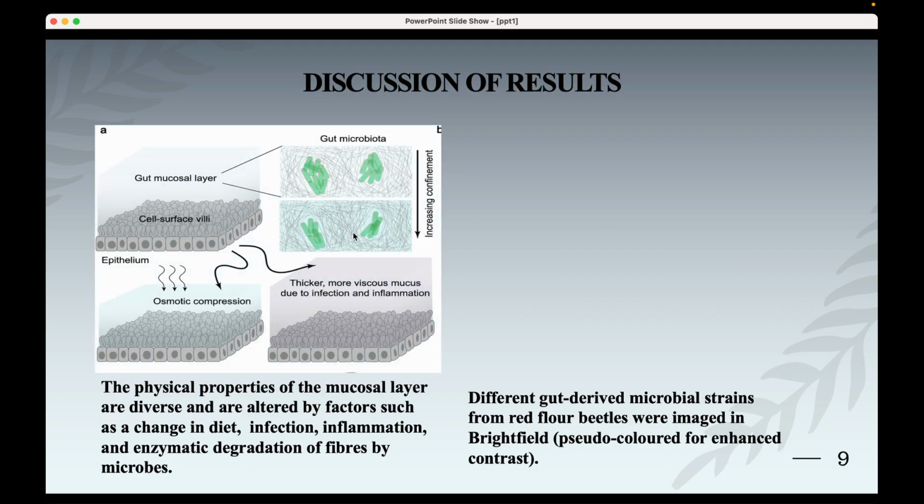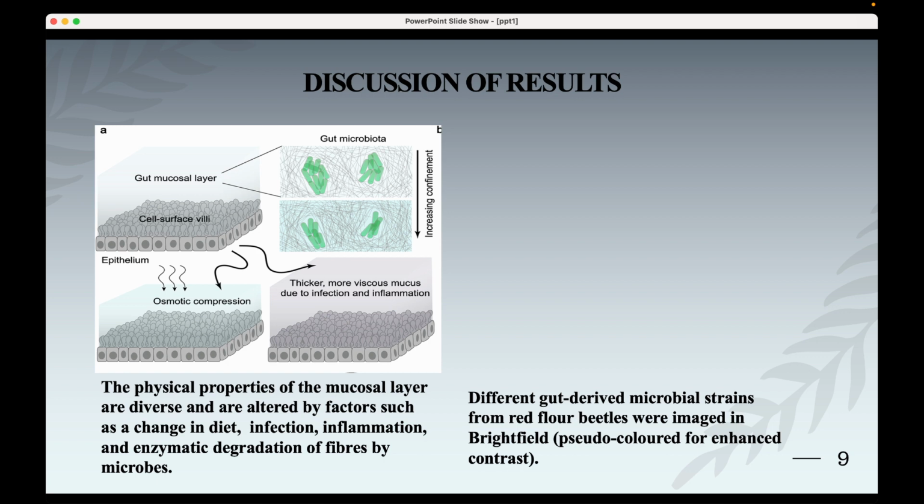So, the discussion of the results. Now let's get into it. First, they found that different physical properties, like the stiffness of the gel, significantly impacted how the bacteria grew. They confirmed this using absorbance and confocal imaging.